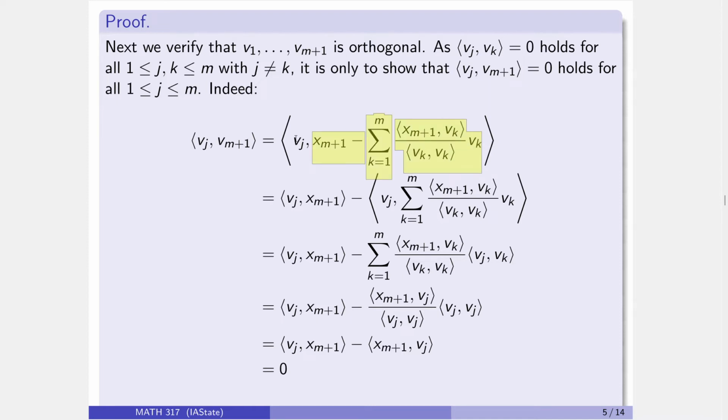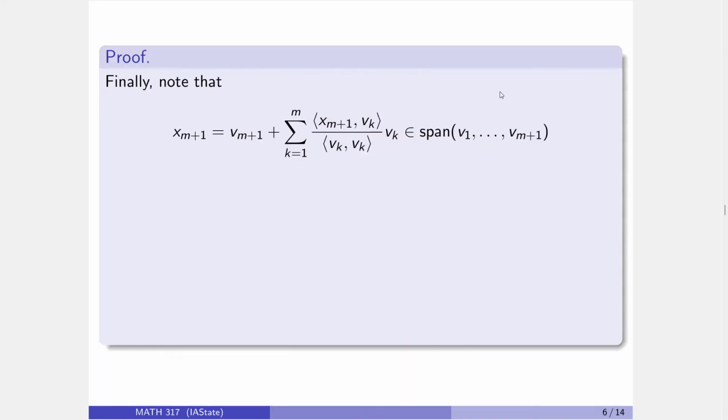So we've got that Vm+1 is non-zero, and we've got that the inner products are equal to 0. So now we just have to verify the spans line up. Note that xm+1 is Vm+1 plus all this junk. So note that it would live in the span of V1 to Vm+1, because it's a linear combo of the elements from V1 to Vm+1.